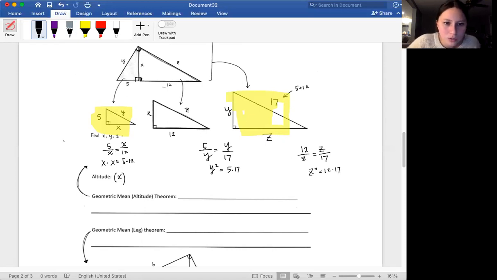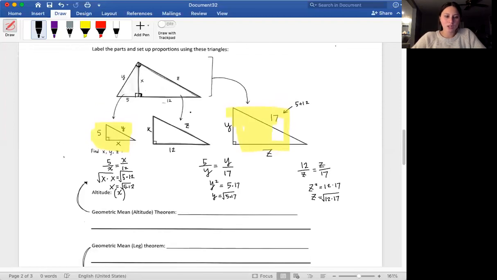All right, now to get x by itself, this would become x squared, right? So I could square root it to get x by itself. So basically the square root of 5 times 12 equals x. The square root of 5 times 17 equals y. And the square root of 12 times 17 equals z. All right, this has led to an interesting discovery, and it has created two theorems.